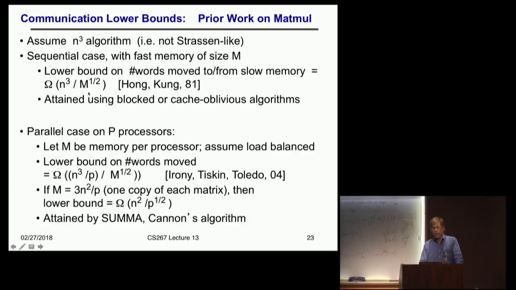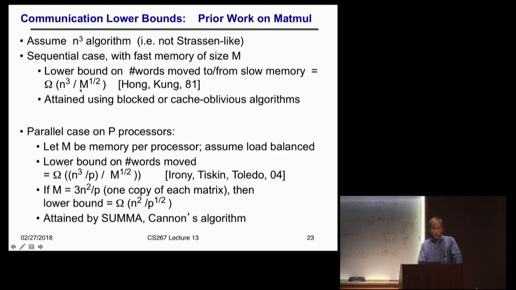So the question is, what is m in the denominator? What does memory size mean in a parallel case? That's going to be the memory on each processor. So what I'm going to ask is how much data has to move in and out of one processor. That's the communication cost over the network. So m is going to be the memory per processor, and I'm going to assume that it's load balanced. Everybody's going to own one piece of the data if I have p processors.